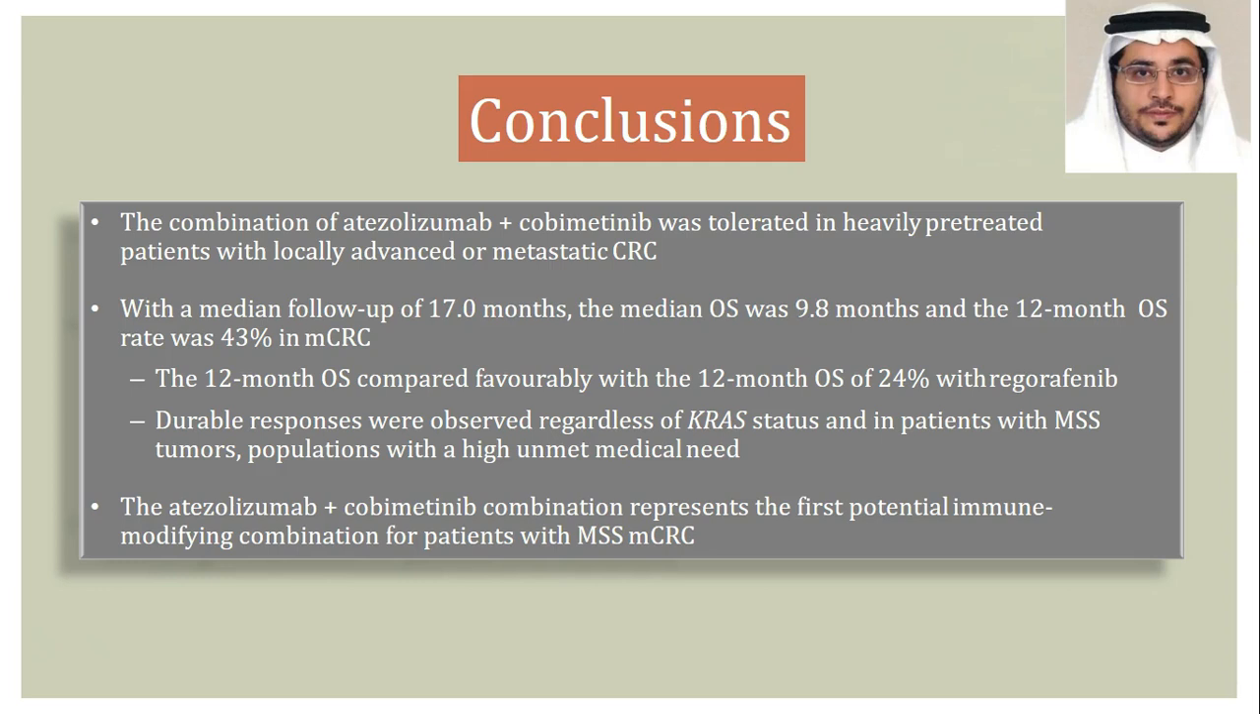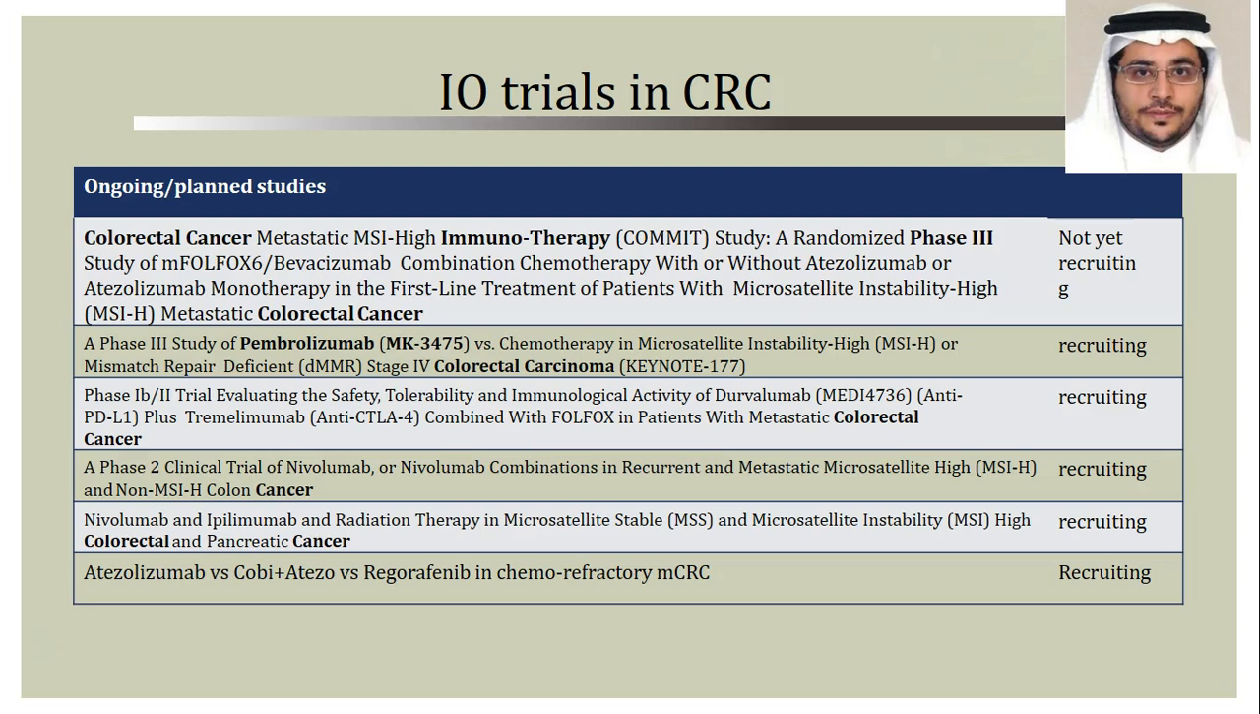They are going to do phase 2 and phase 3 trials to examine MS stable disease and the role of immunotherapy plus MEK inhibitor, because I do believe there is no role for immunotherapy in MS stable disease. So there are a lot of trials going on. The two most important ones are the randomized phase 3 trial with FOLFOX-bevacizumab with or without atezolizumab, and the pembrolizumab head-to-head trial in the first-line setting against our standard chemotherapy for patients with MSI. Our problem here in Saudi Arabia is that MSI is very rare. We're speaking about 2 to 3%.